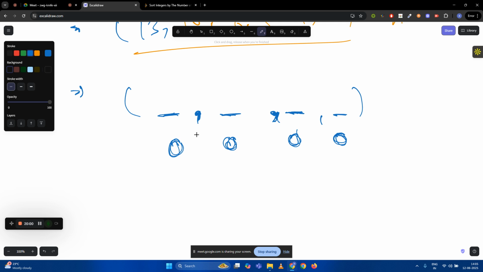One second. You wrote a function to calculate number of set bits. Okay. And you wrote a function to sort. Means sort according to what?